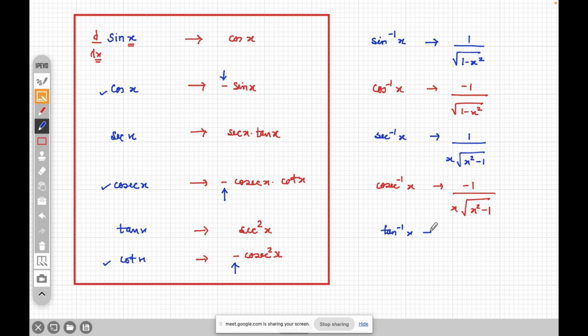Tan inverse x is 1 upon 1 plus x square. So tell me what will be cot inverse x? Minus of 1 upon 1 plus x square. As I said, what is written in front of all of them? d by dx. Clear?